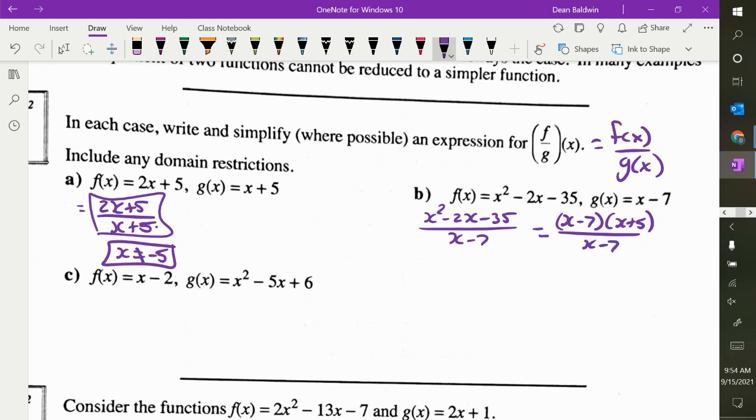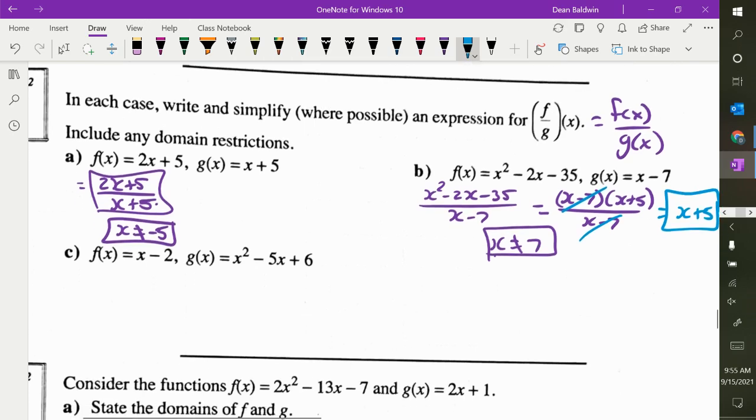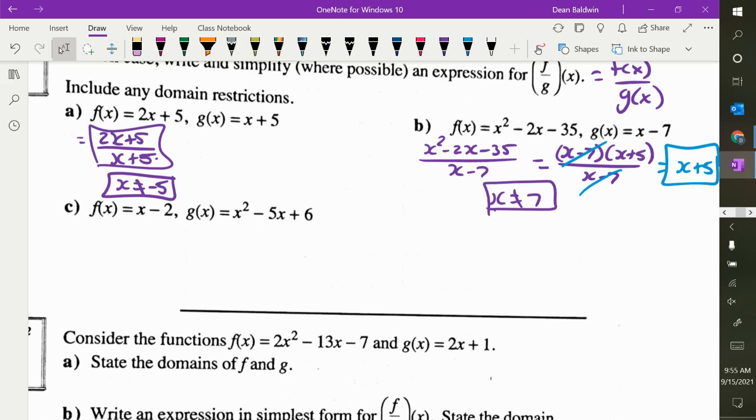What are my domain restrictions, people? Positive. X cannot equal 7. What do I cancel, people? And you can cancel them because they're being multiplied. Okay? That's why the x minus 7s go. Are we good? Okay.